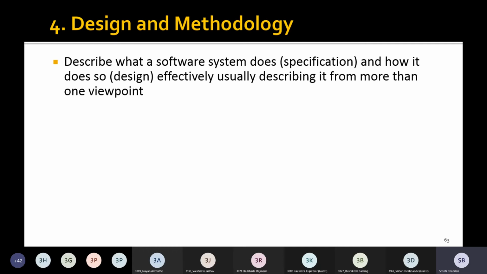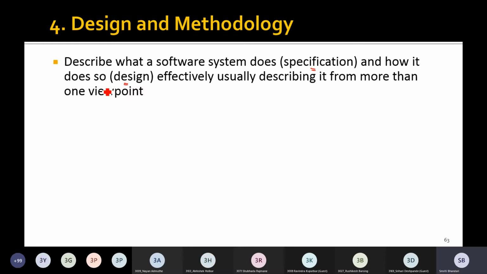So this is comparatively the most lengthy chapter in your report. Being computer science students, we usually deal with software projects. So describe what a software system does. You should provide the specifications and the design of your system. Describe what a software system does and how it does so.